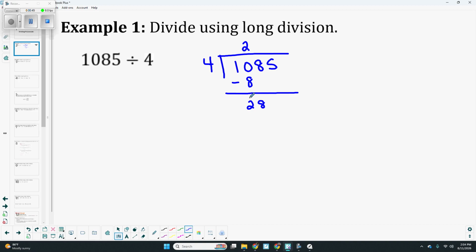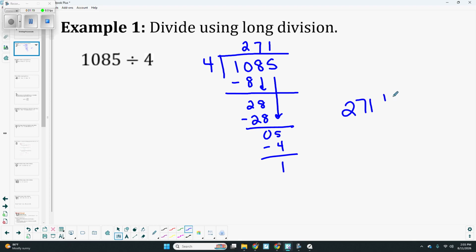So 4 goes into 28 7 times. So 7 times 4 is 28. We're left with 0. We bring down the 5. So now 4 goes into 5 one time. 1 times 4 is 4. And when we subtract, we're left with 1. So the remainder is 1. So 1085 divided by 4 is 271 with a remainder of 1 out of what we divided by, 4.